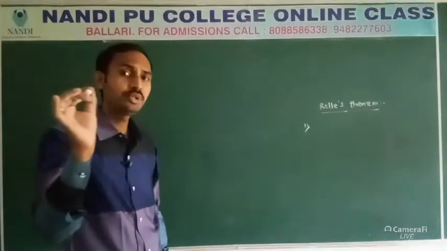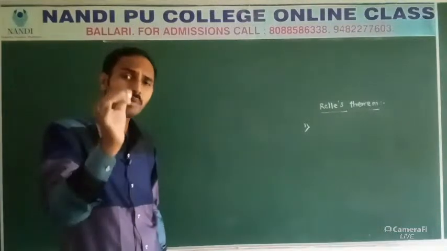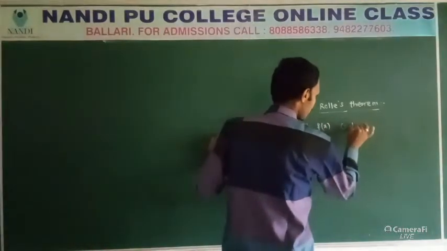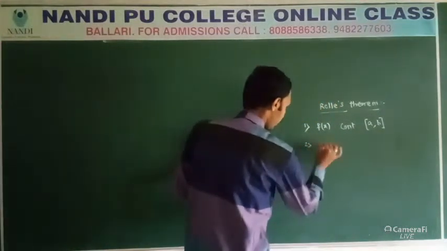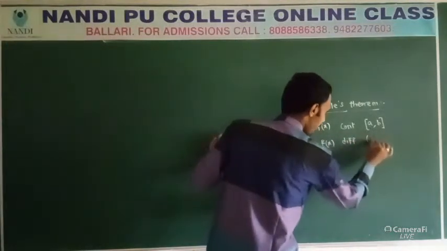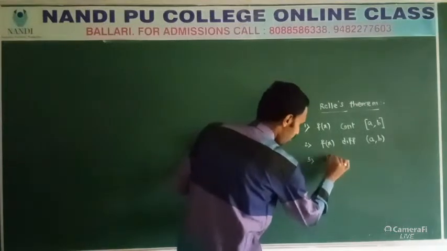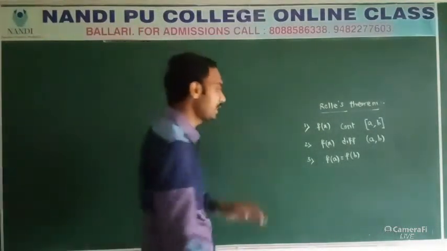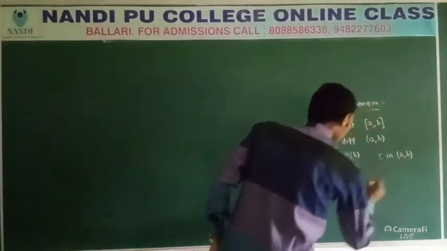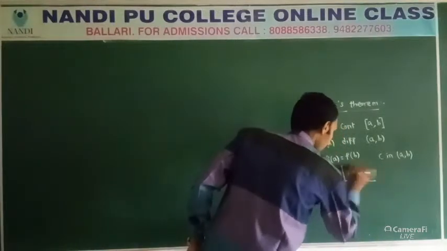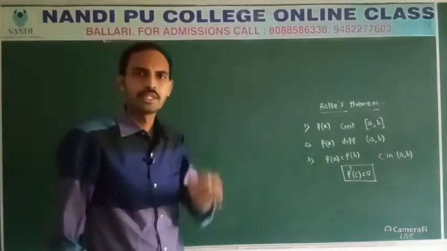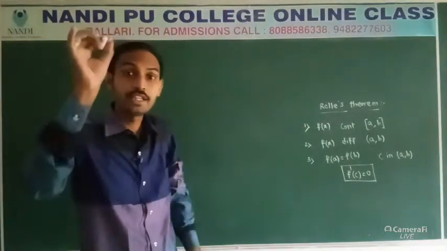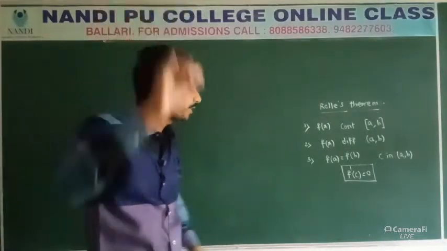F of x is continuous on closed interval a comma b. Second, f of x is differentiable on open interval a comma b. Third, if f of a is equal to f of b, then there exists a real number c in open interval a comma b such that f dash of c is equal to 0. First one continuous, second differentiable, third f of a is equal to f of b. If the 3 conditions are satisfied, then there exists a real number in the given interval such that f dash of c equal to 0.